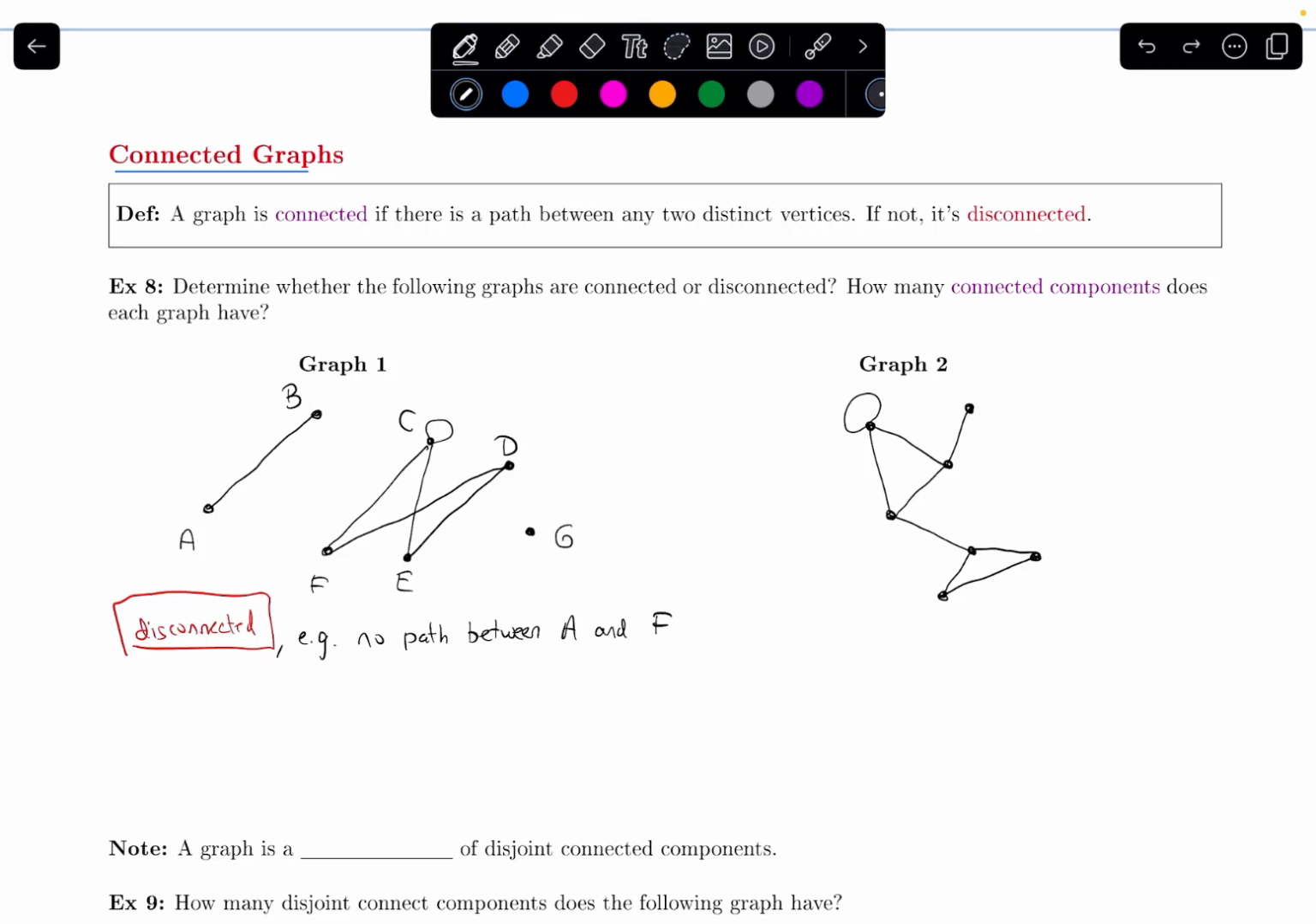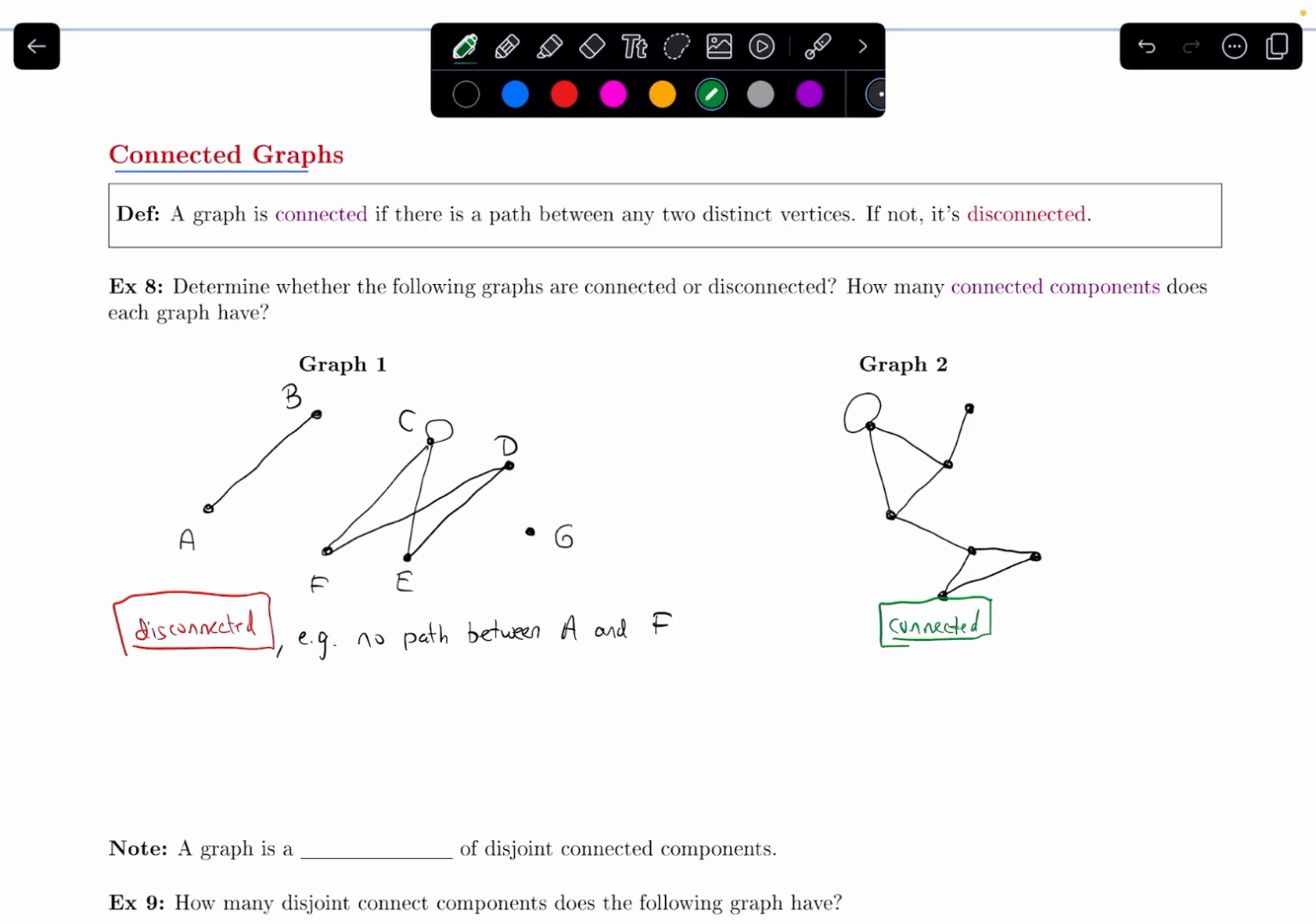Well, it's easier to see in graph 2 that no matter which two vertices I pick, there's a path getting me from one to the other. That's going to be true no matter which two vertices I pick. Like if I pick these two, I could take this path to get from one to the other. So this graph is indeed connected. There's a path between any two distinct vertices.